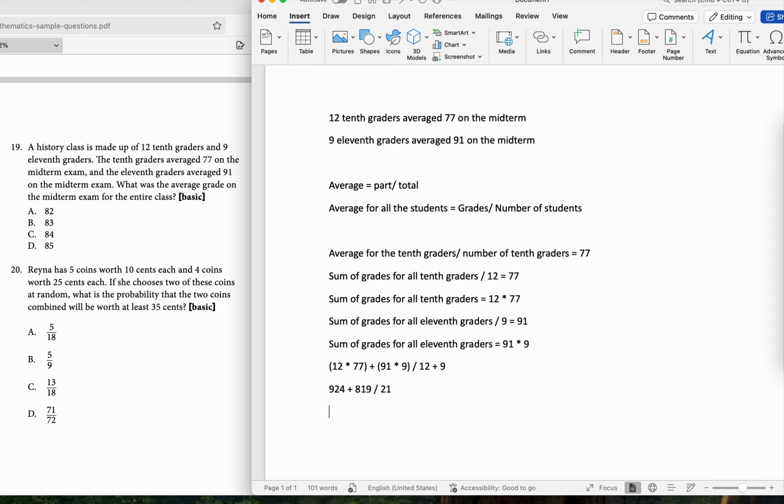So 924 plus 819 is 1,743, and that's divided by 21. In our calculator, if we divide 1,743 by 21, we get 83. This is a very roundabout way of doing it, but we're able to find that the average midterm grade for the entire class is 83.